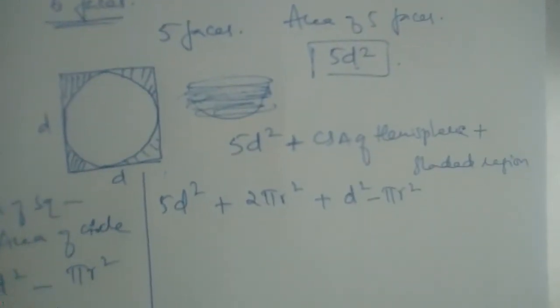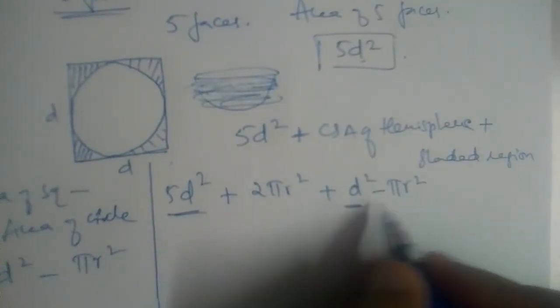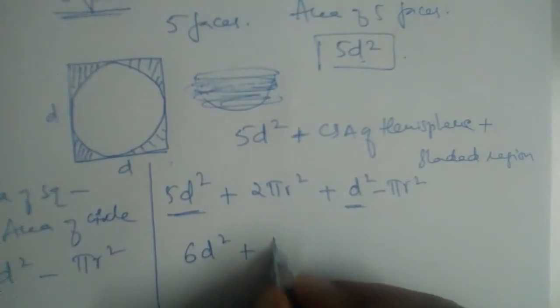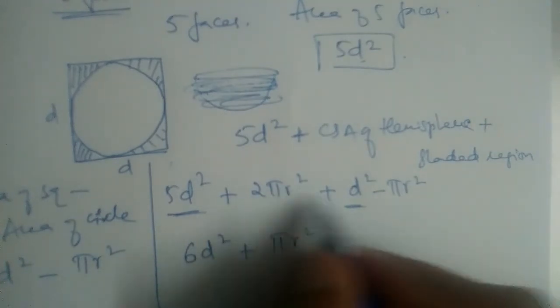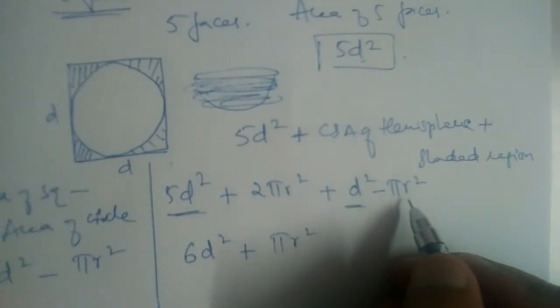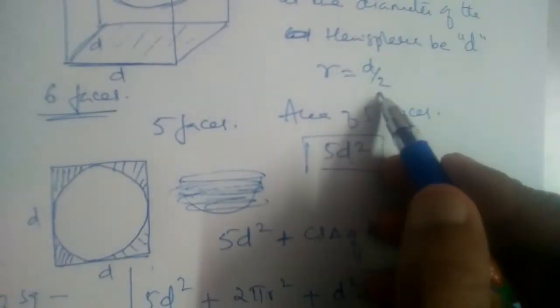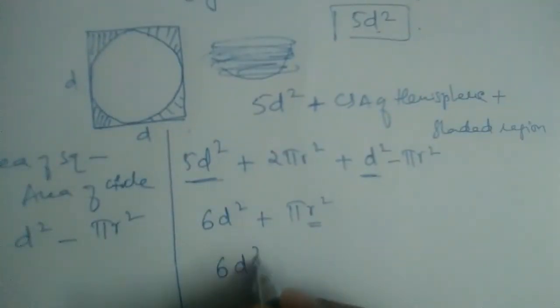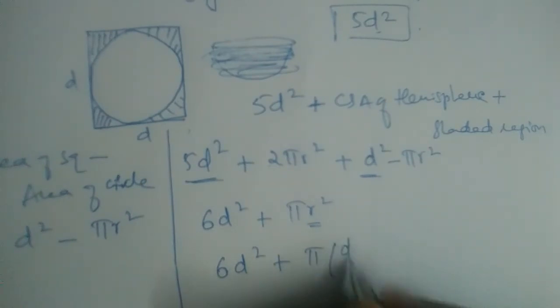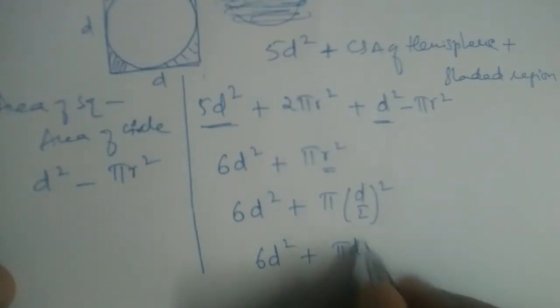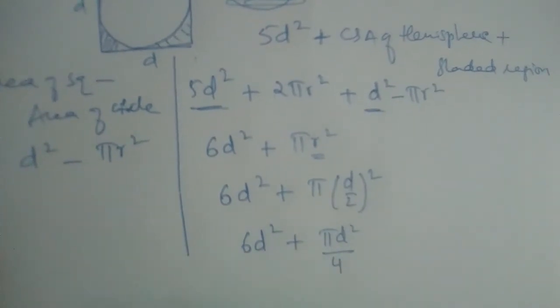So this will give us 5d square and d square equal to how much? 6d square plus 2 pi r square minus pi r square. But what is the value of r? R is equal to how much? D by 2, right? So let us substitute that. So 6d square plus pi into d by 2 whole square. So this will give us 6d square plus pi d square divided by 4.